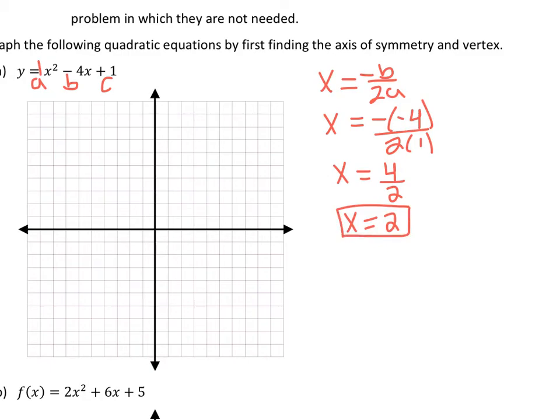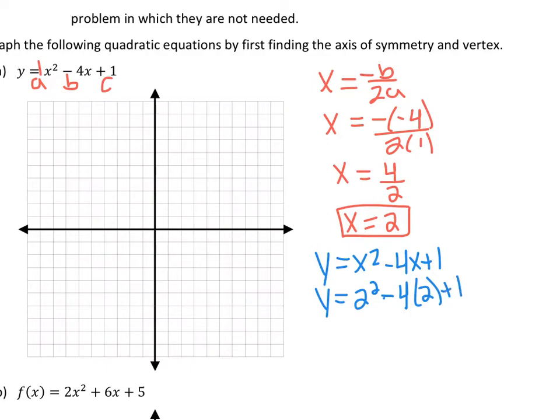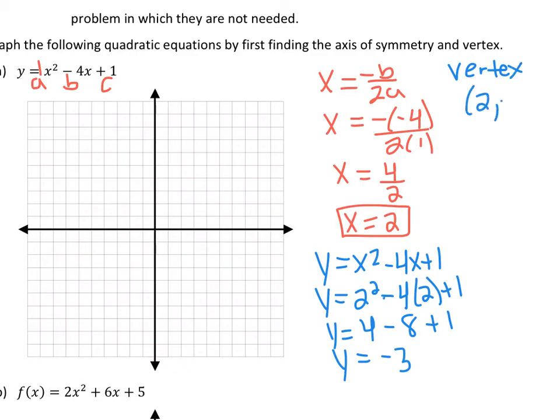Now for the vertex, we take that x value and plug it into our equation. So y equals x squared minus 4x plus 1. We're plugging in 2. Y equals 2 squared minus 4 times 2 plus 1. 2 squared is 4, minus 8 plus 1. 4 minus 8 is negative 4, plus 1 is negative 3, making our vertex 2, negative 3.